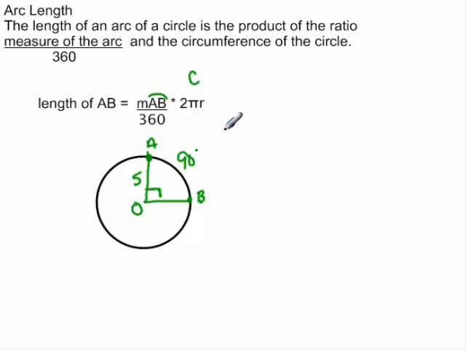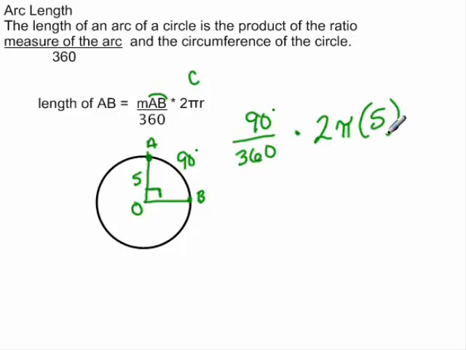Arc length equals the measure of the arc divided by 360. Notice we're taking the part and dividing it by the whole because there's 360 degrees in a circle. Then we're going to multiply it times the circumference, 2 pi times 5. Now, we can simply reduce this fraction if we so choose. What is that? 1/4 times 10 pi. We want to continue on. That's 10 over 4, which is 5/2 pi.